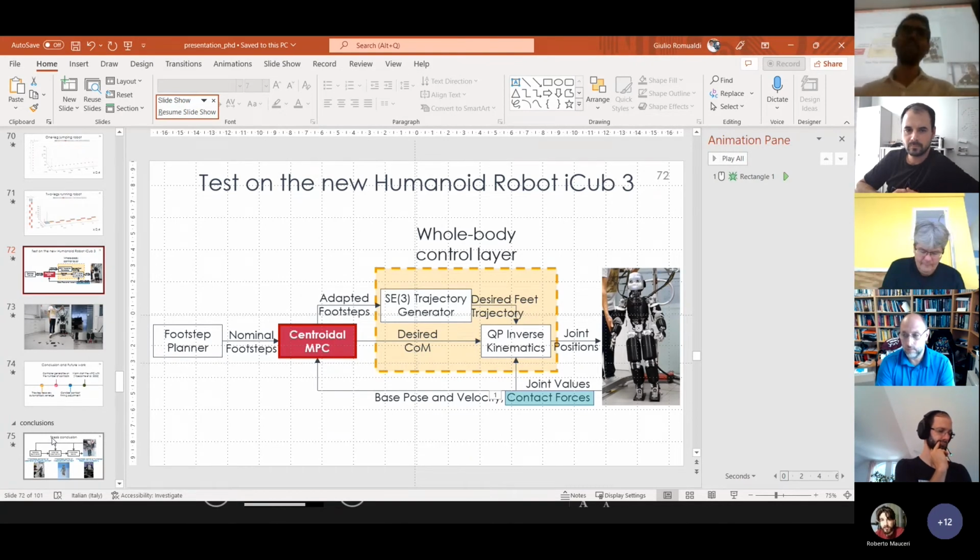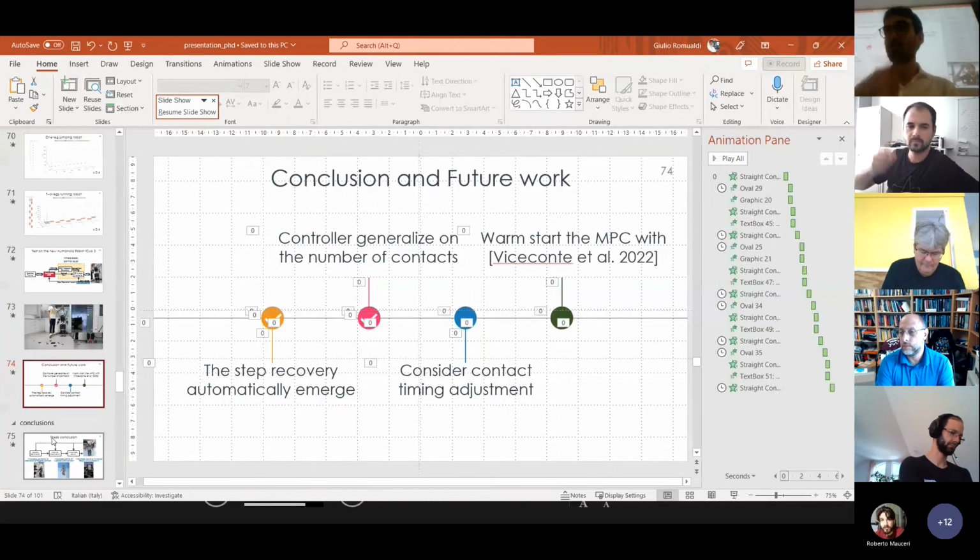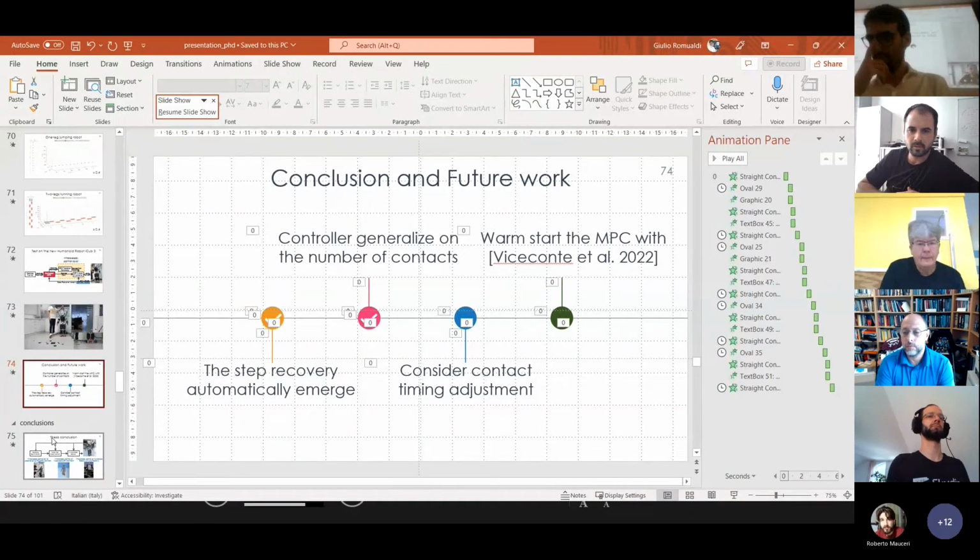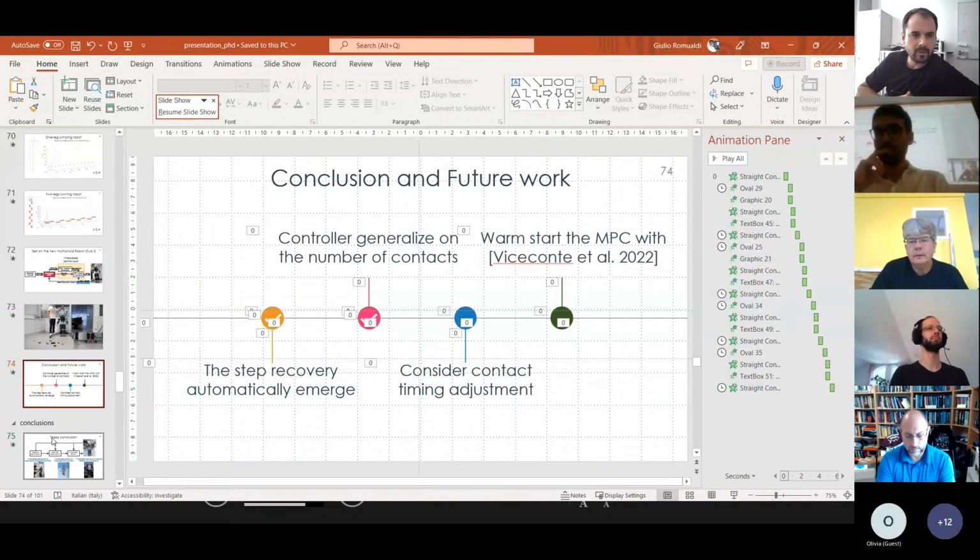That's one of the, let's say, future research directions, and this is actually the last point here: starting the MPC with human-like trajectories. All right. Okay, since we are already at this place, maybe we go back to slide 72.